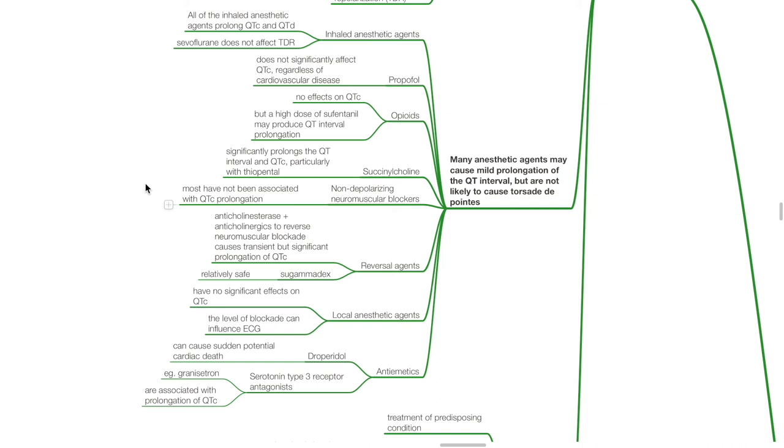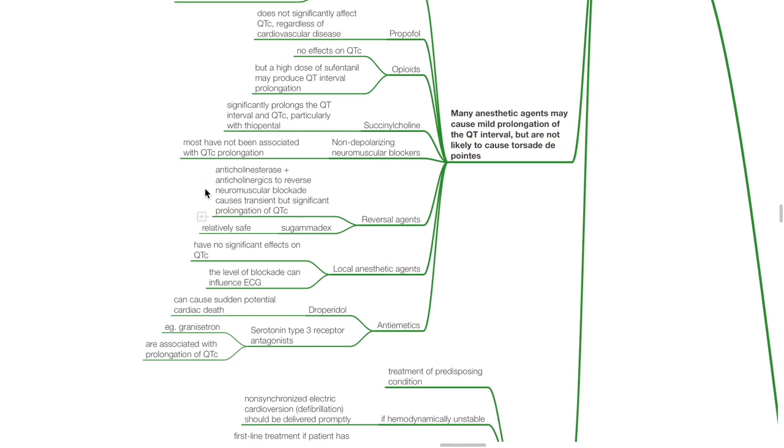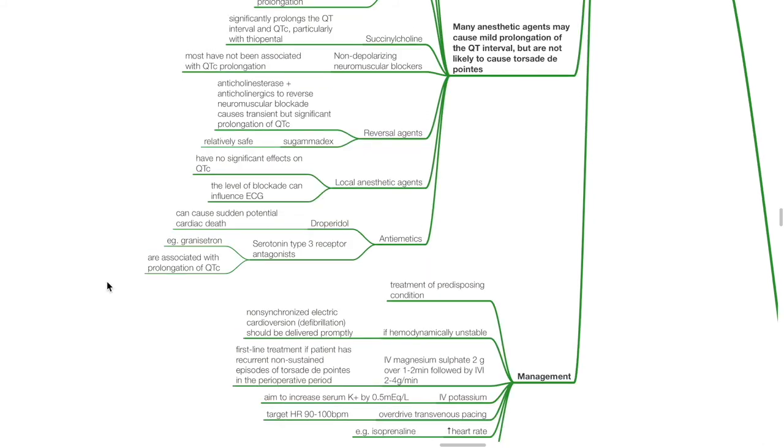Most non-depolarizing neuromuscular blockers have not been associated with QTc prolongation. Reversal agents: anticholinesterases with anticholinergics used to reverse neuromuscular blockade cause transient but significant prolongation of QTc. Sugammadex is relatively safe. Local anesthetic agents have no significant effects on QTc. However, the level of blockade can influence ECG. Antiemetics: droperidol can cause sudden cardiac death. Serotonin type 3 receptor antagonists such as granisetron and ondansetron are associated with prolonged QTc.